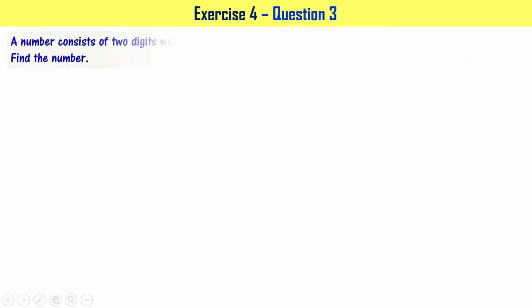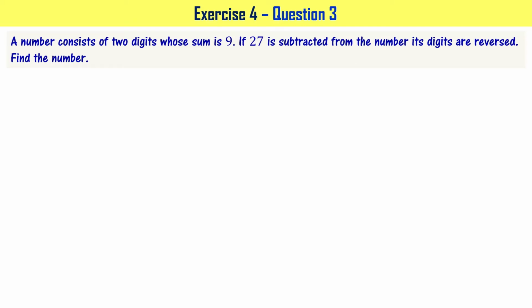Question number 3: the number consists of 2 digits whose sum is 9. If 27 is subtracted from the number, its digits are reversed. Find the number. You're given a 2-digit number. If you sum the digits, you get 9 as the answer. If you subtract 27 from the number, then the digits are going to be reversed. We are asked to find the number, right?